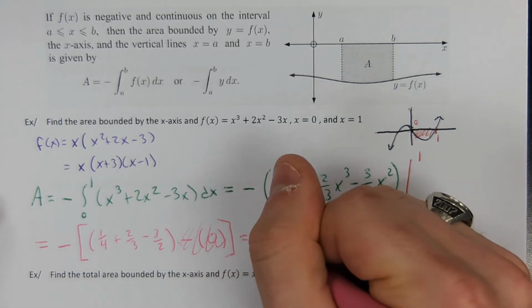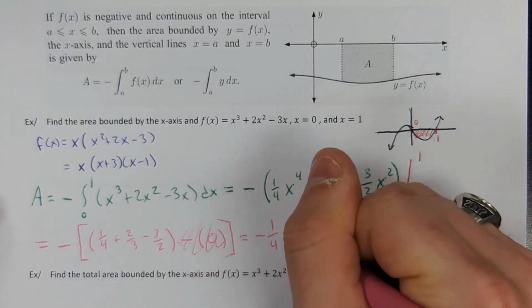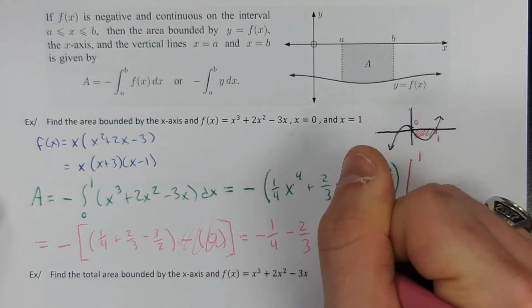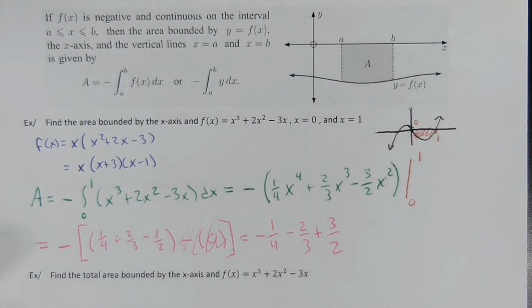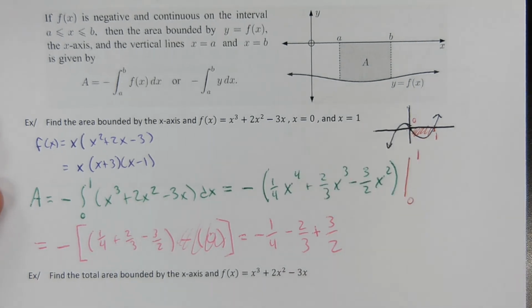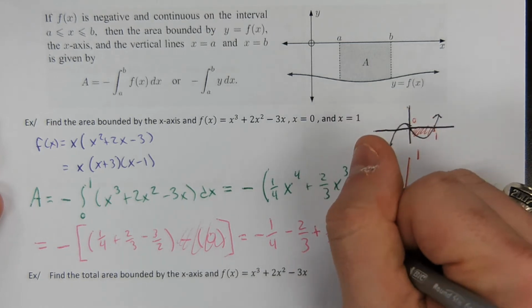Distribute your negative 1, you'll get negative 1/4 minus 2/3 plus 3/2, and hopefully I didn't goof this up too bad. What's our GCF? 12? 6. No, 4 doesn't go into 6. Pretty sure the GCF is 12. It's a good try though.